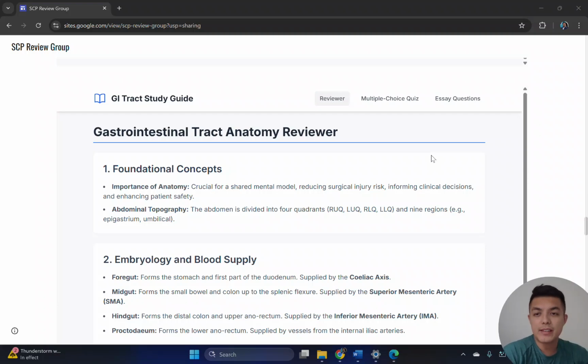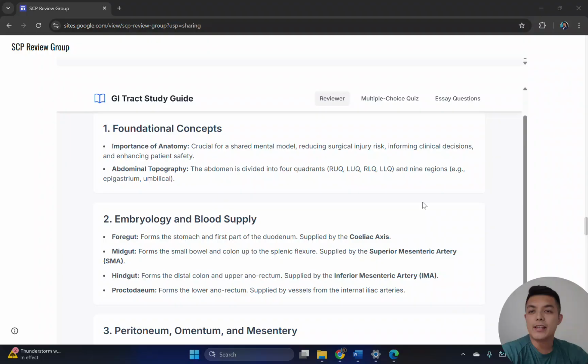So we're in the GI or gastrointestinal tract, and let's go. So foundational concepts. The importance of anatomy of this GI system is crucial for a shared mental model, reducing surgical injury risk, informing clinical decisions, and enhancing patient safety overall. And that's, I think, one of the importance of knowing all the anatomies, not only this one.